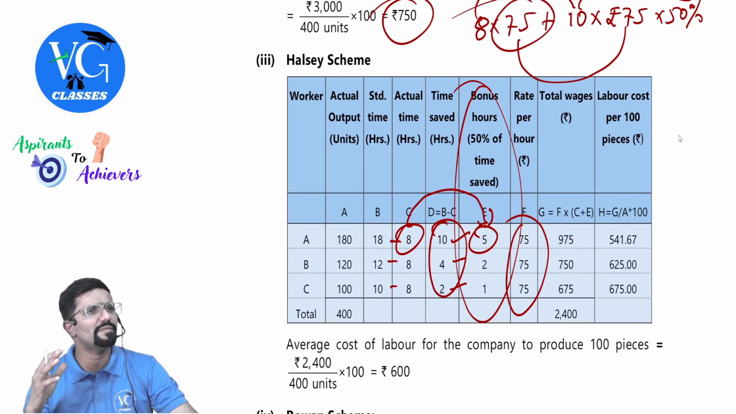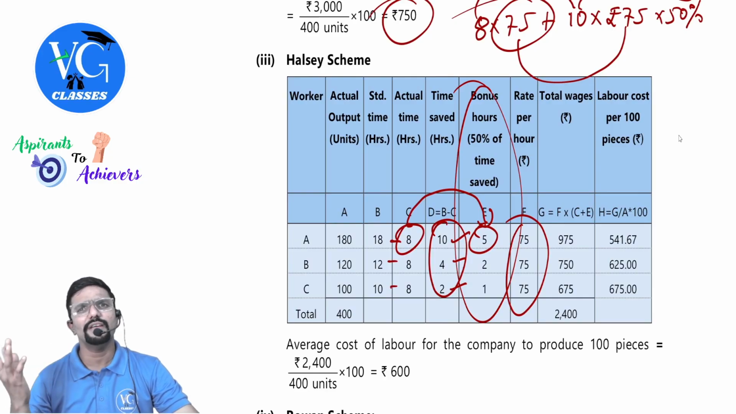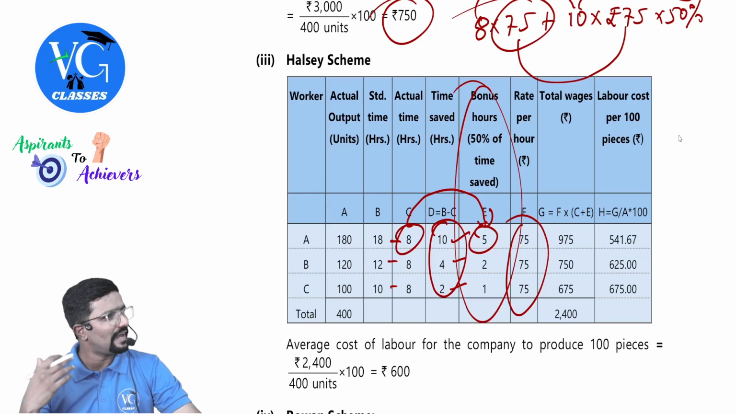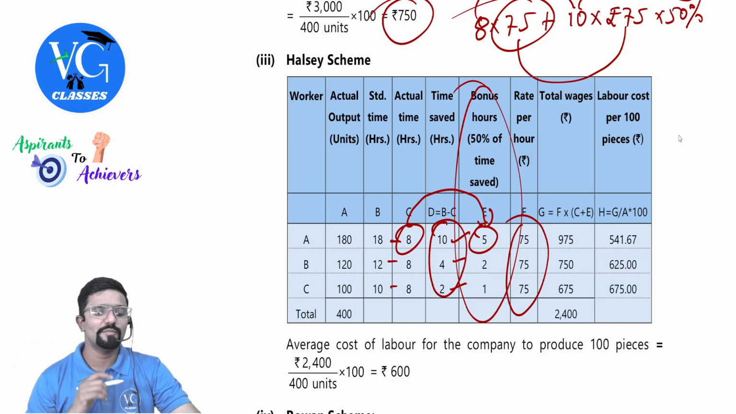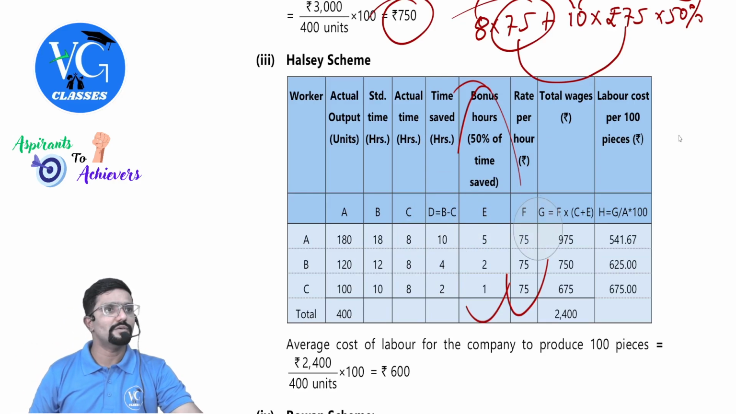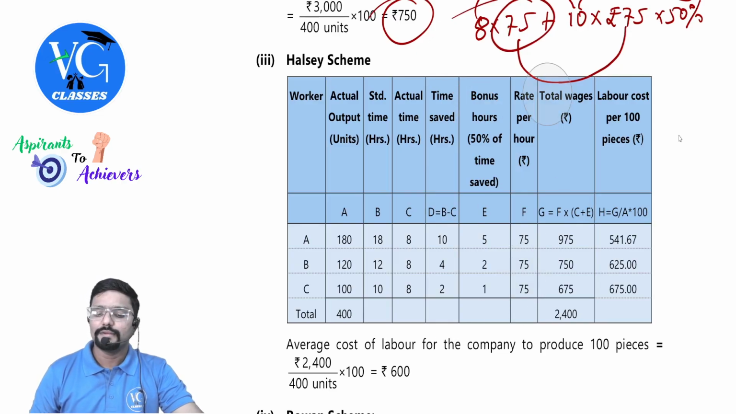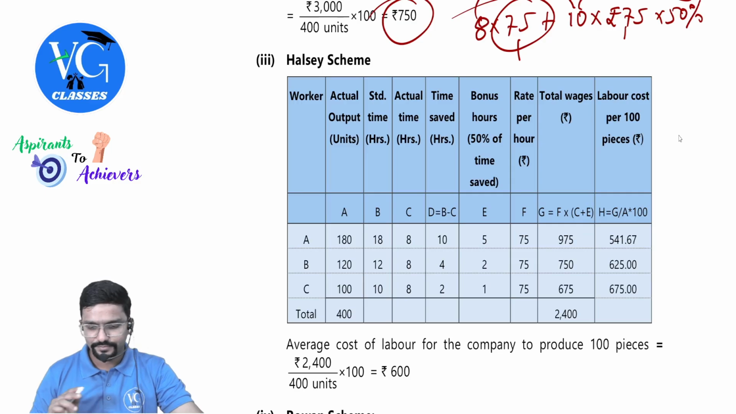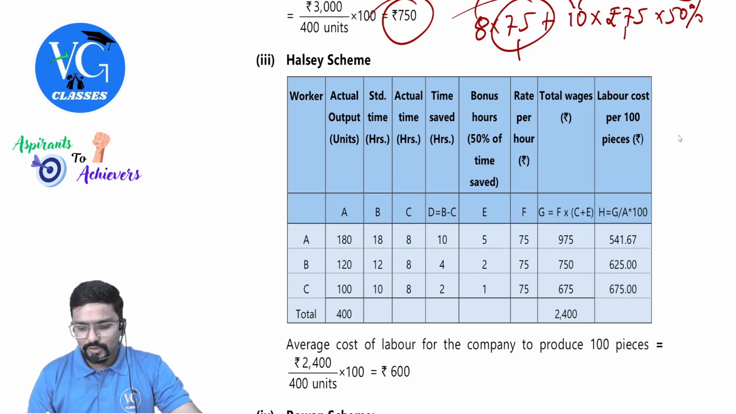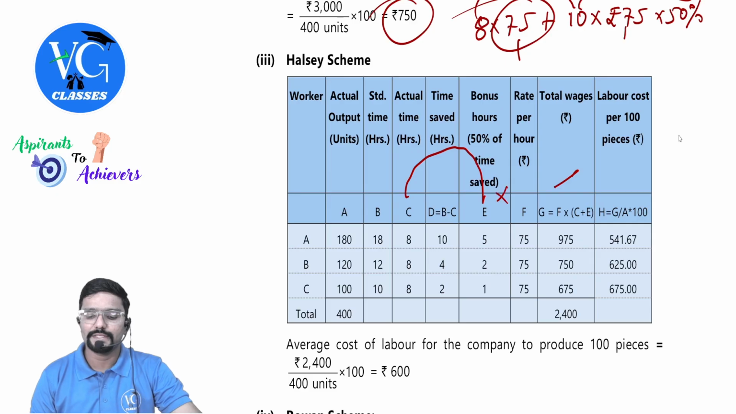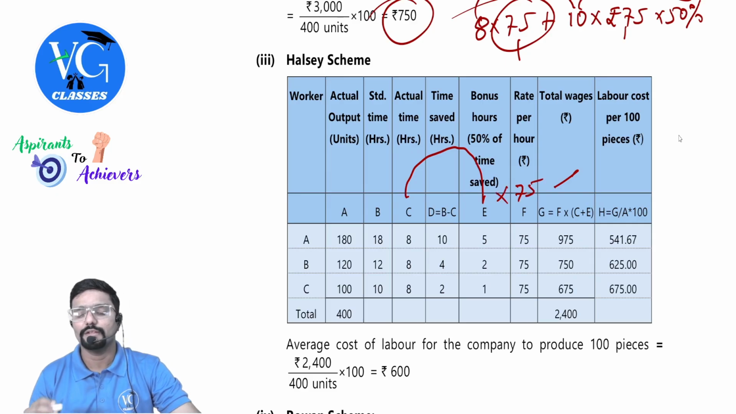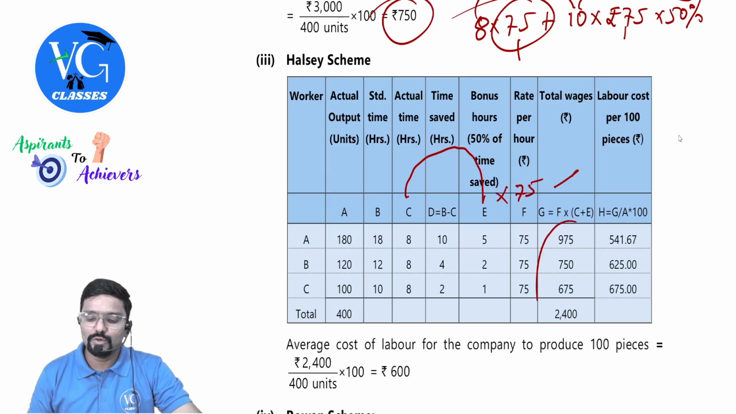No, sir, I am not comfortable with it. Can I do it in the normal way? Yes, that is also fine. Ultimate answers would remain the same, guys. Hope you understood. So total wages is nothing but the actual time taken plus bonus hours, into 75, guys.